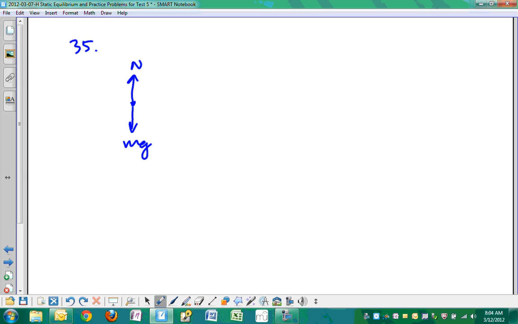So how are we going to figure out what the normal force is? Well, this is pretty easy. This is going to reduce to, anybody? Zero. The elevator equation. All right, look.